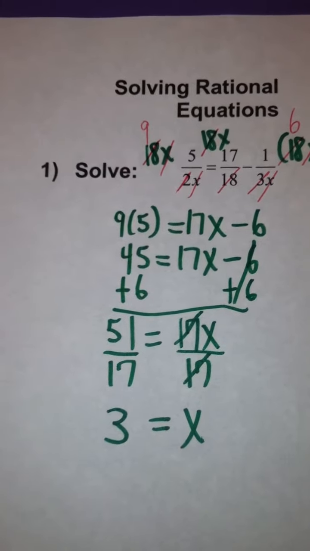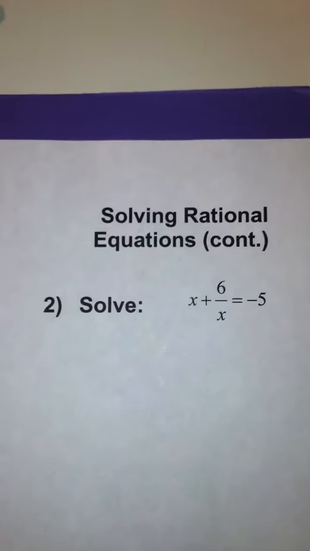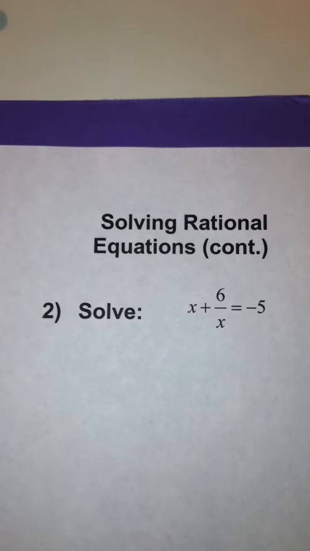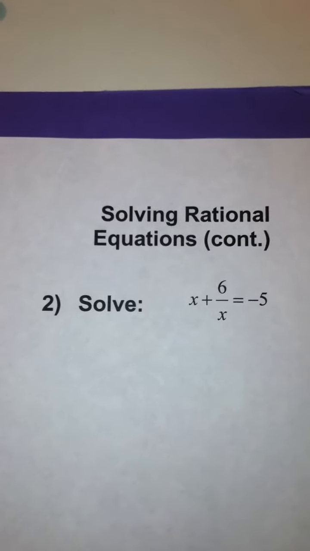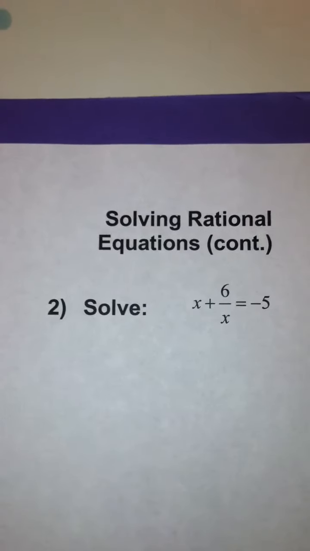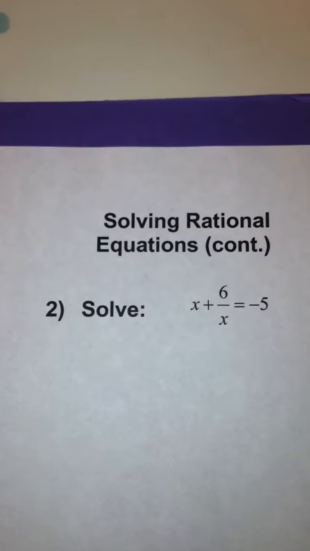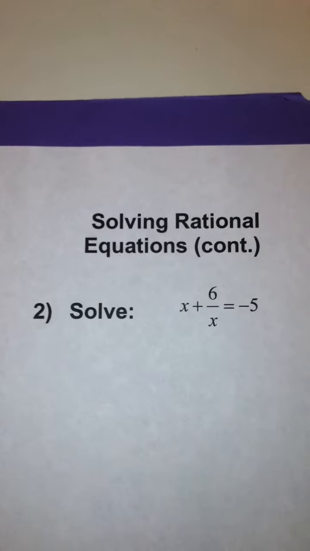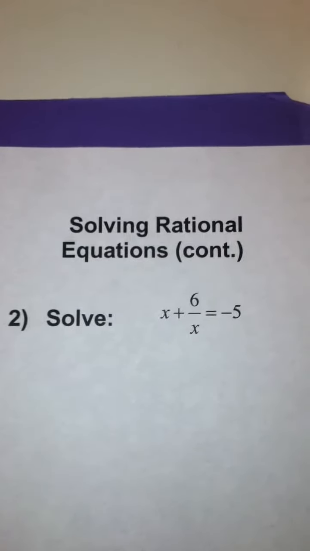Alright, let's look at the next example. The first step again is to find the least common denominator. For this problem, it's quite easy. The only denominator is x. Next step, multiply each part of your equation by the common denominator.